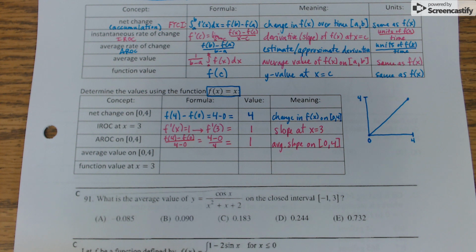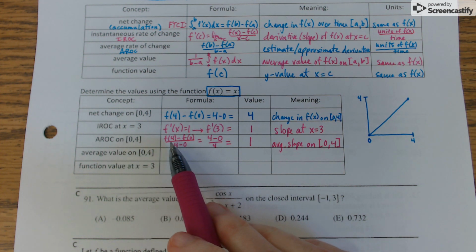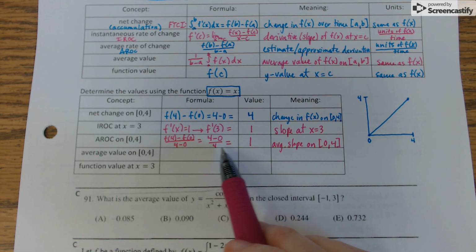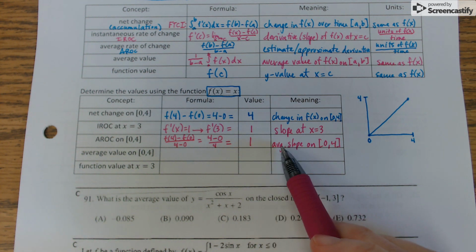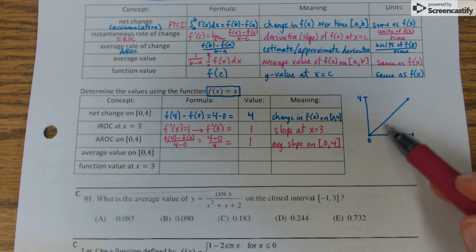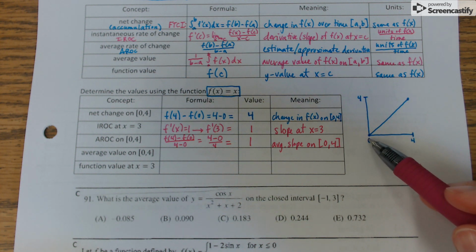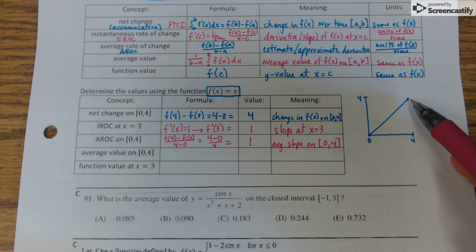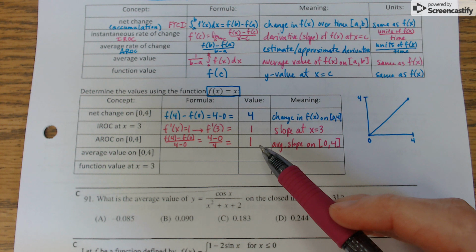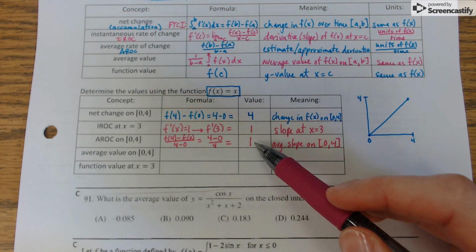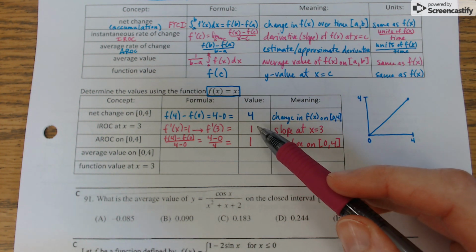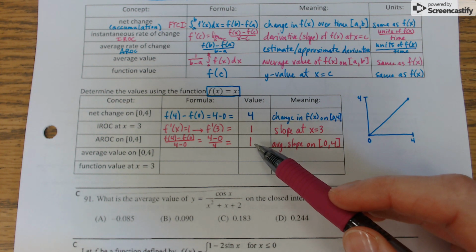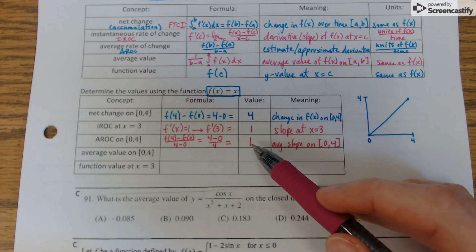If we apply our AROC formula to this function, we end up getting 4 over 4, which is also 1. So the average slope of this function is 1. Again, that's true for a linear function because the slope is constant throughout the line. But for any other function besides linear, it's more than likely true that these two numbers, the IROC and AROC, are not going to be the same. But since we picked such a basic example, they happen to be both 1.